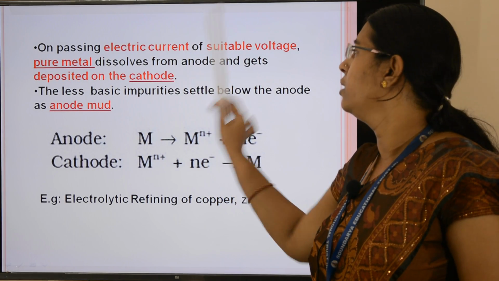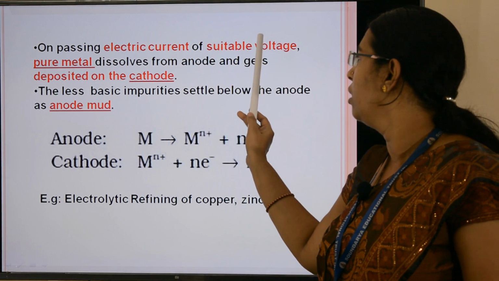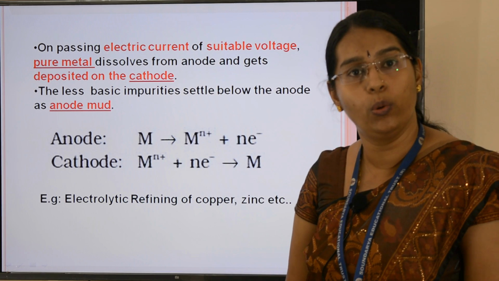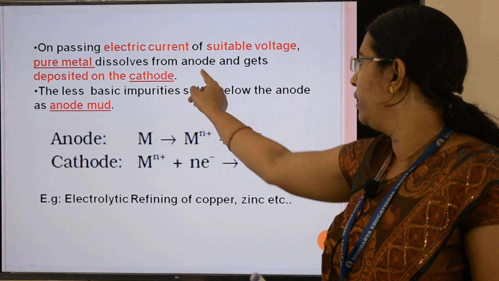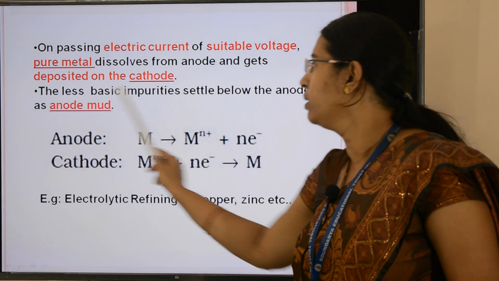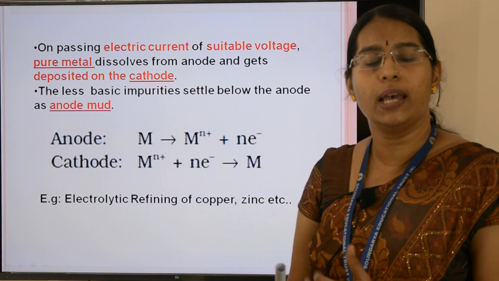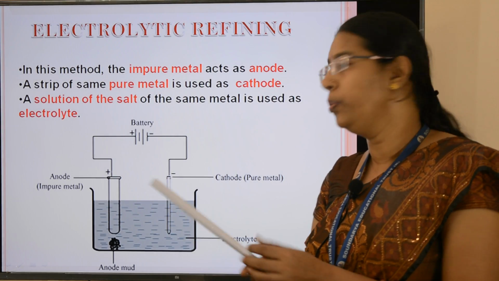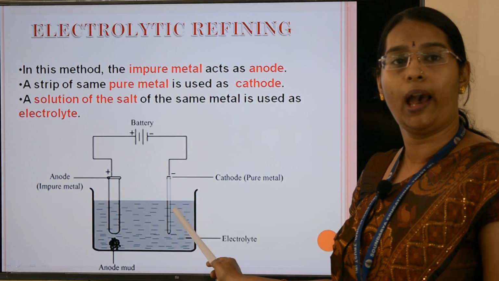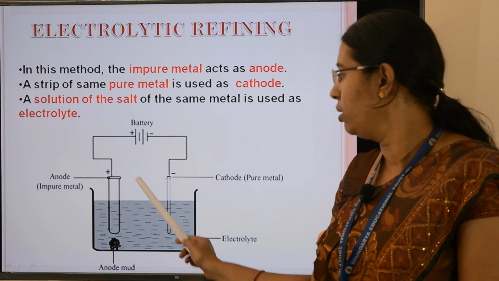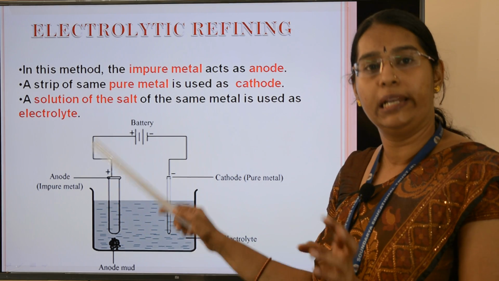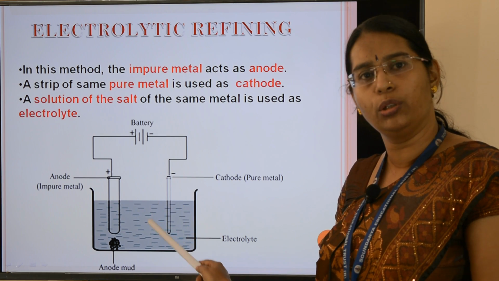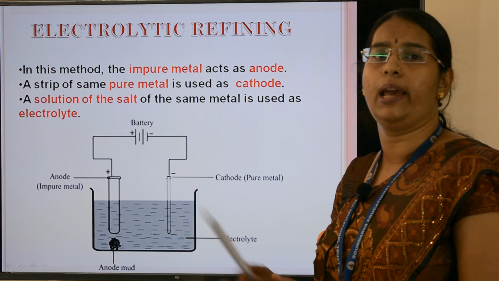On passing electric current using a suitable voltage, pure metal dissolves from the anode and it is deposited on the cathode. So as time passes, the anode becomes thinner and thinner, and the cathode becomes thicker and thicker, because pure metal from the anode dissolves and collects on the cathode.